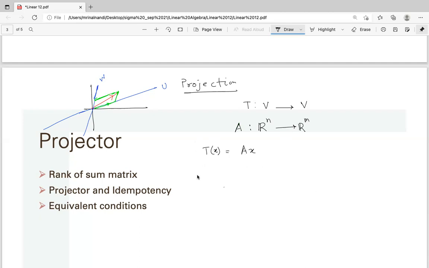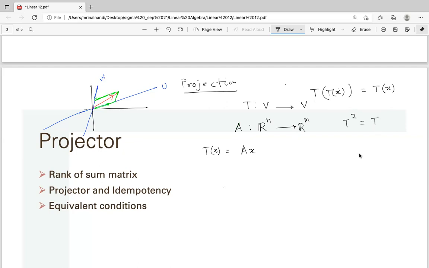Now one important part: if T is a projection and you take Tx, and then take T again, it is again Tx. After taking the projection, if you take the projection again, say U is the projection of U plus W on U along W, then the projection of U on U is the same U. Once this transformation is a projection, and for a matrix a projector, it is basically T squared equals T.